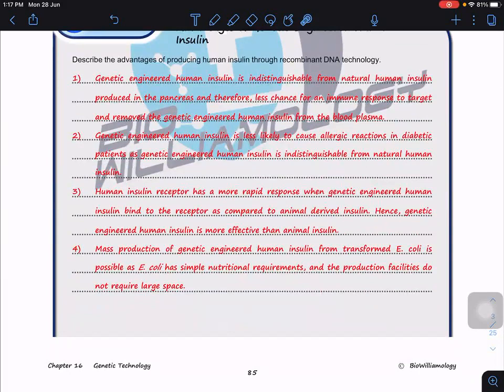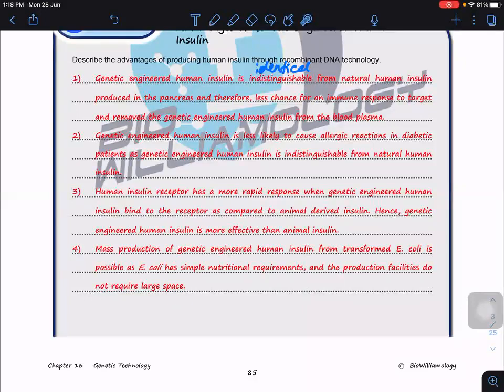First, it is indistinguishable, basically identical, from the natural human insulin produced in the pancreas, and therefore there is less chance of an immune response targeting and removing the genetic engineered human insulin from the blood plasma, so it can stay longer. Try to imagine if you use animal insulin: it will act as a non-self antigen. If it acts as a non-self antigen, what will happen? Your immune system will remove it. So if I inject 100 milligrams, at the end maybe only 5 or 10 milligrams are left there. Why? Because your immune system removes this animal protein as a non-self antigen.